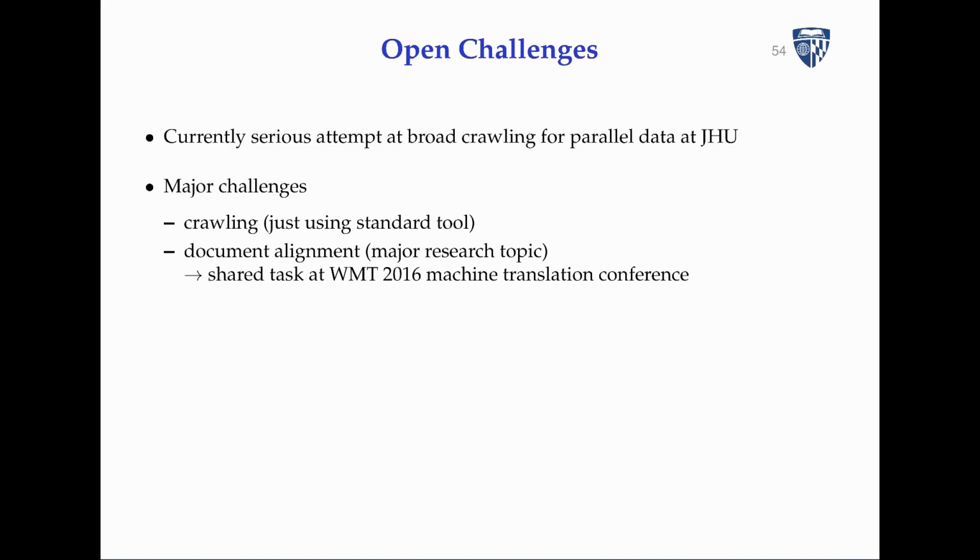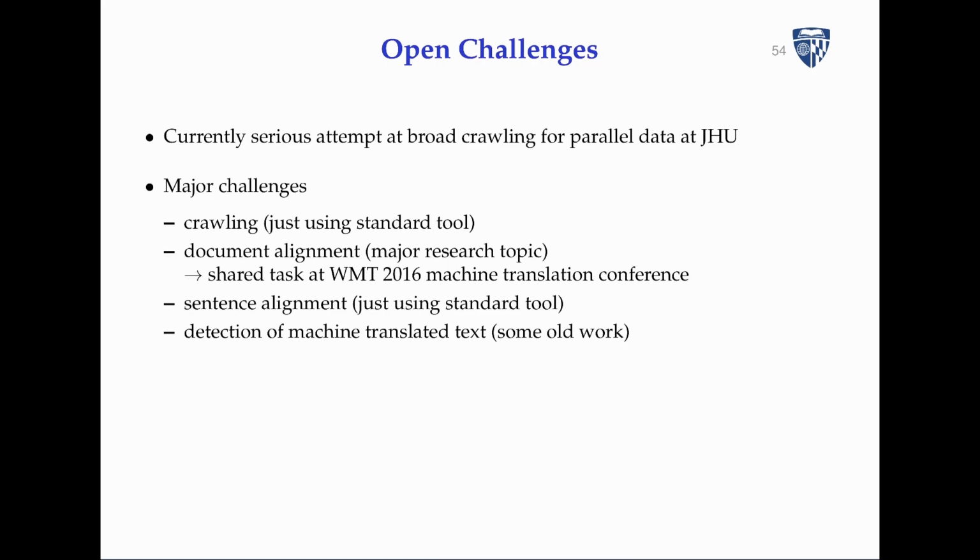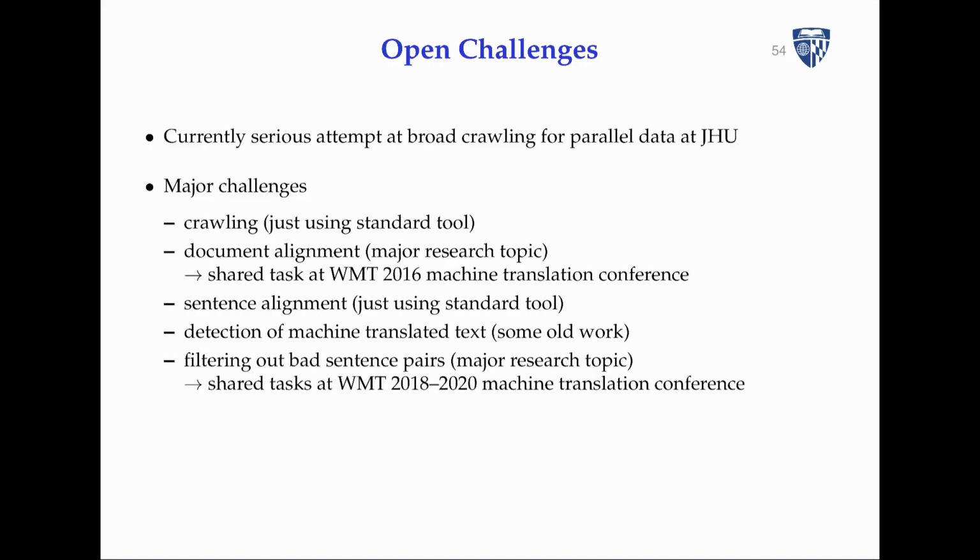We did organize a shared task on document alignment in 2016. So this is still an outstanding research topic where there hasn't really been all that much work most recently. Sentence alignment, so we use the standard tools, most recently Vecalign. We haven't really done much work on detecting machine translated text, but this might pick up again. We put a lot of effort into filtering out bad sentence pairs, since bad sentence pairs are fairly harmful for neural machine translation.